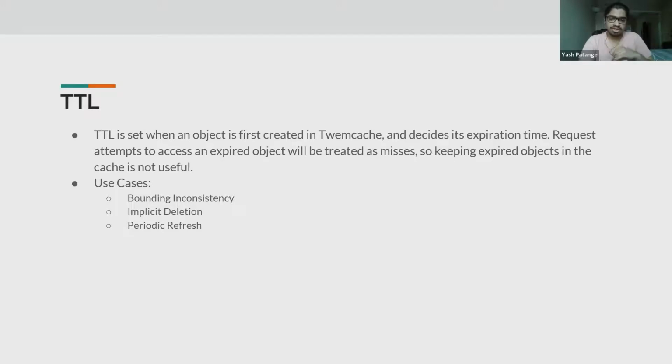Next is periodic refresh. As I also mentioned earlier about the ML models that suggest who to follow based on your activity and engagement, these operations are expensive and should be performed infrequently, and this is where time to live can come into use.